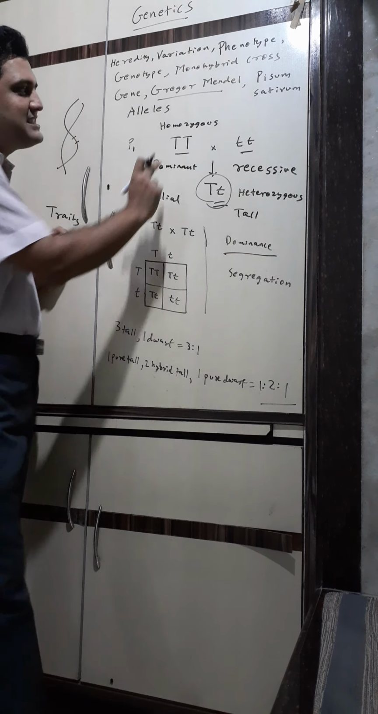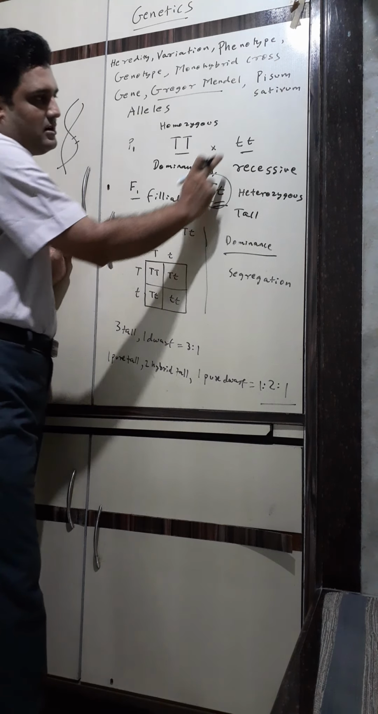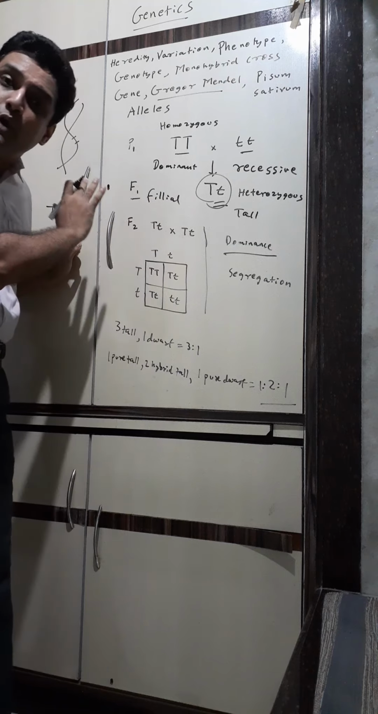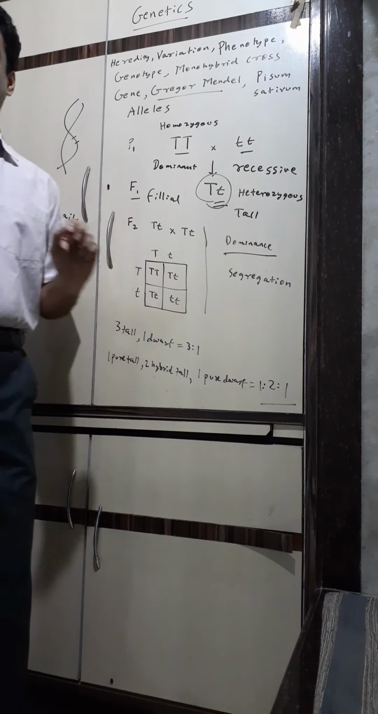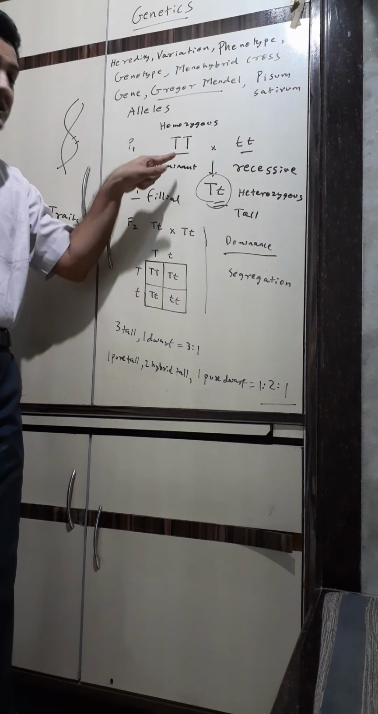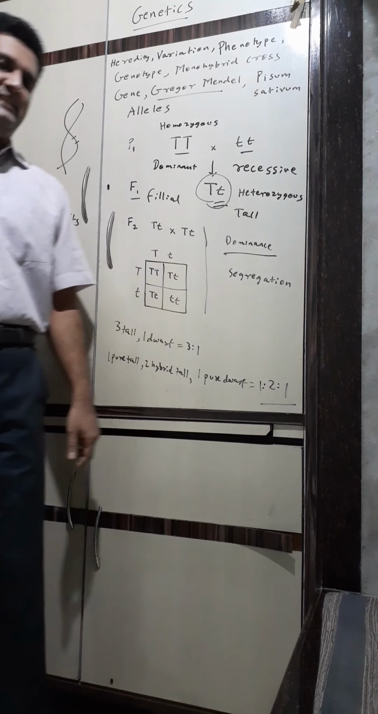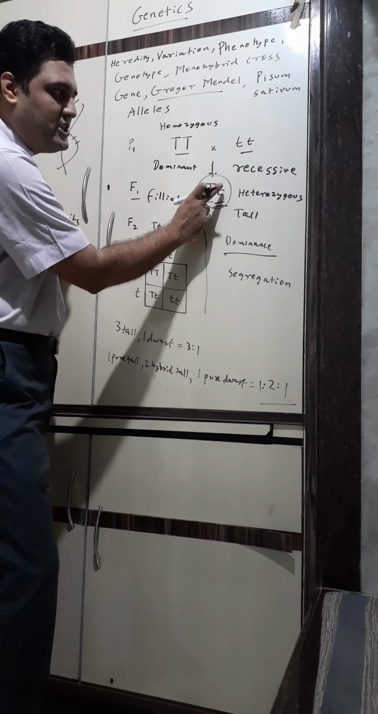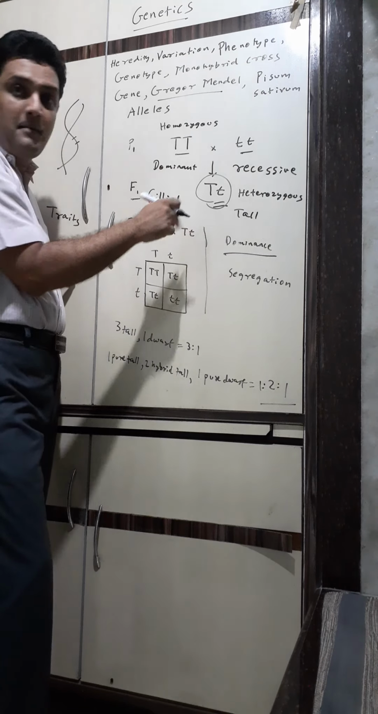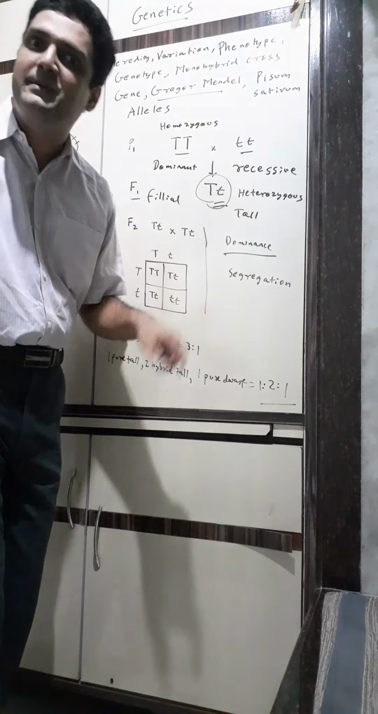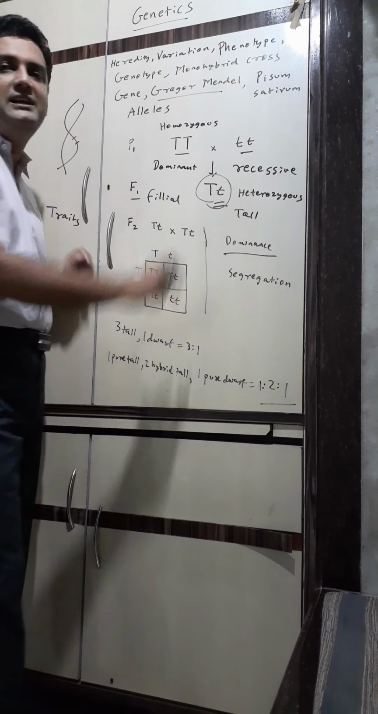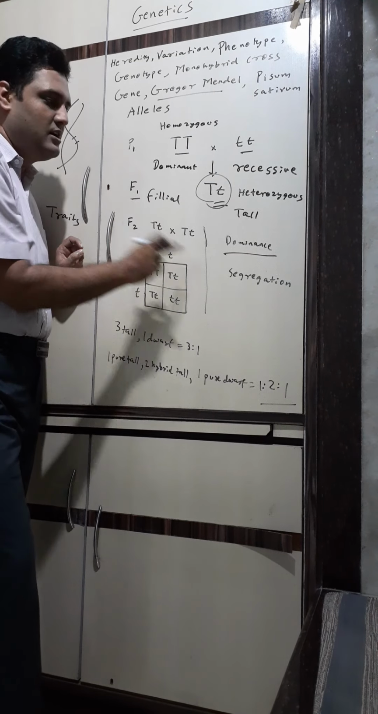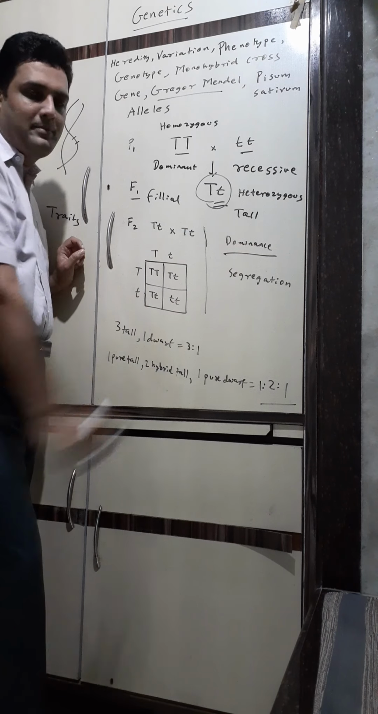Now I'll tell you why this is capital and this is in small. In the F1 generation, he found all the plants to be tall. That means the gene for tallness has expressed itself. So tall is dominant. The gene for dwarfness is there, but it has not expressed itself. So small t is recessive. I hope you've understood this. What is the first law? This is the first law, law of dominance.